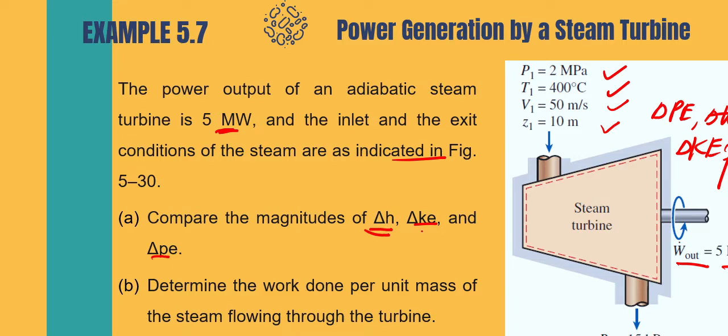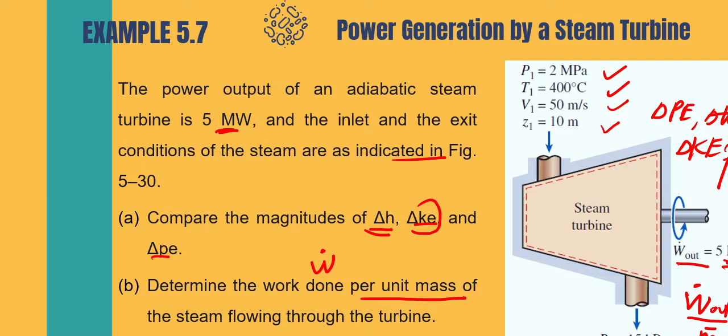Now you need to calculate these changes. Now determine the work done per unit mass, meaning that you have this work, but then you need to calculate the work done per unit mass. Now you want to calculate the small w, right? So small w is capital W divided by the mass. And then calculate the mass flow rate of the steam. Alright, now let's take a look at the solution.